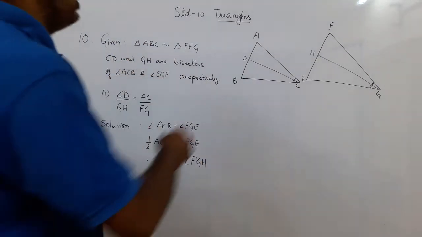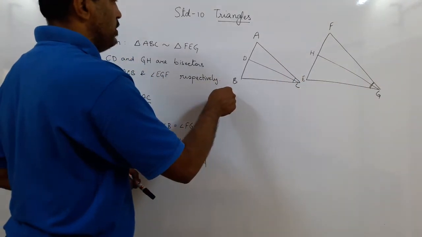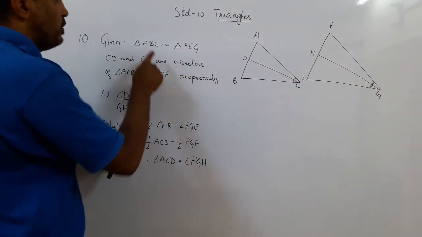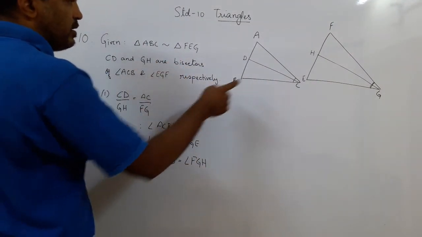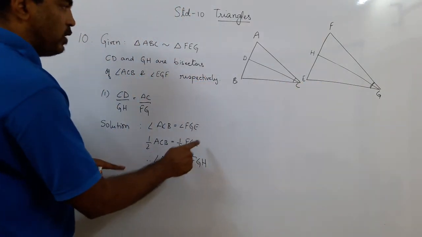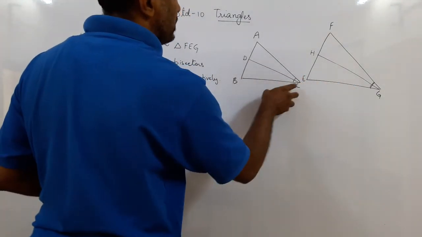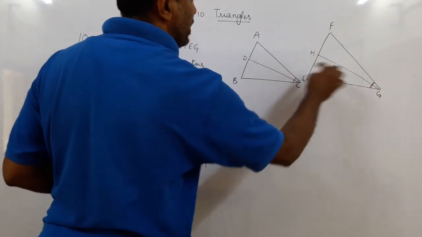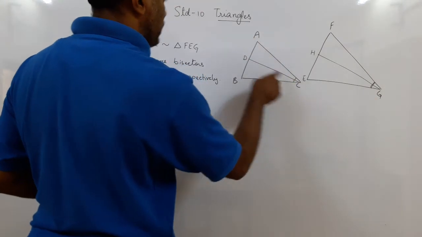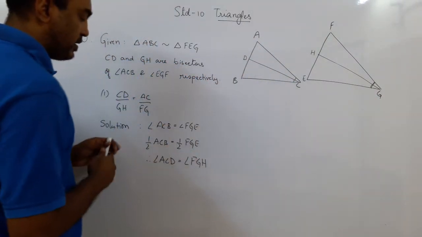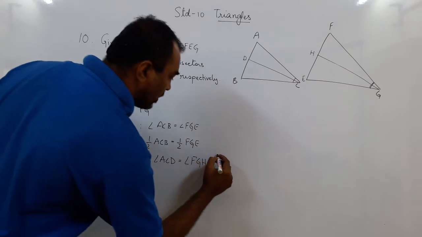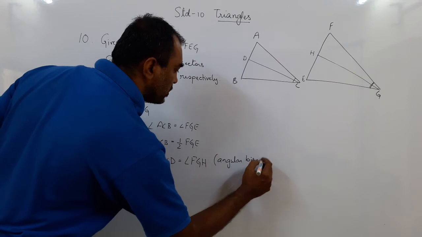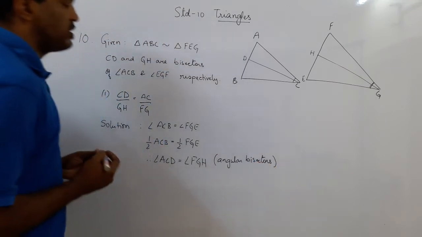Again, they are similar, so triangle ACB is similar to triangle FGE, so the angles are equal. These two angles are equal, so their half is also equal, because it is given a bisector. This divides this angle into half, this divides this into half. So the angles are equal, the half is equal. But the half is ACD because it is the angular bisector. Yes? So this is clear.